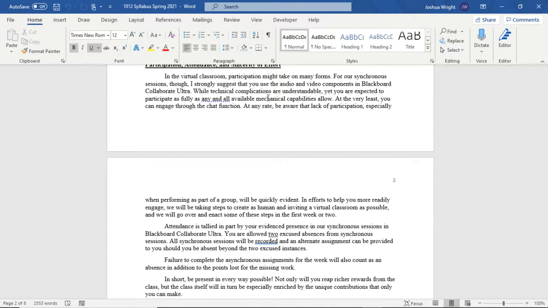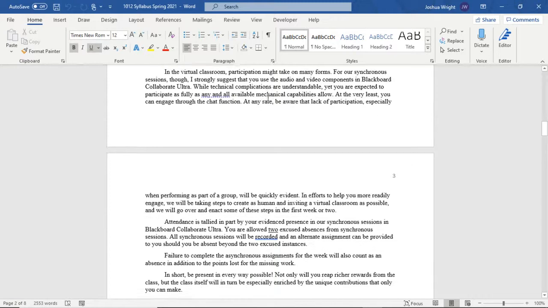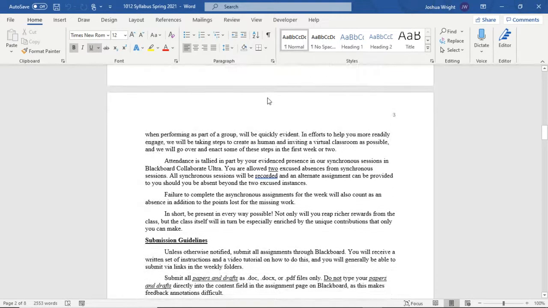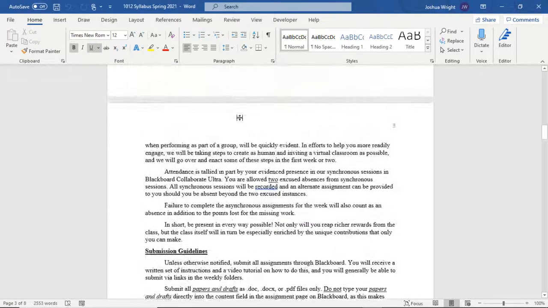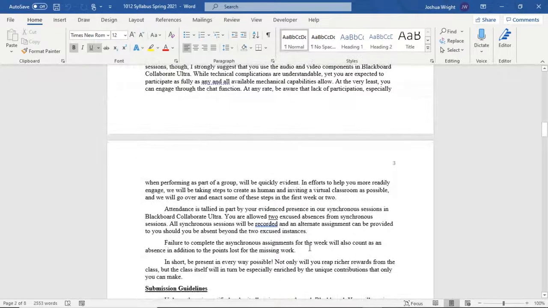I need to see participation. So it really requires a special effort in the online classroom to show your presence, right? Because otherwise, for all I know, you just log in and then go watch TV in the other room or something, right? So you need to make a special effort to show your presence, and by whatever means you can.